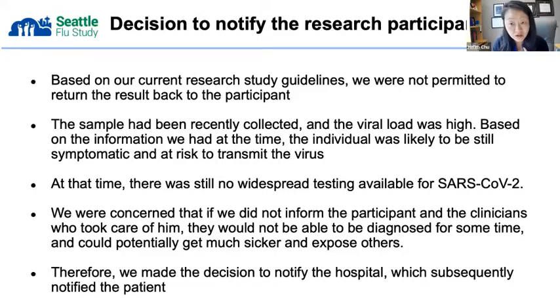Because, as you recall, the only test that was available at the time was the faulty diagnostic test that CDC had developed for the state labs. It really wasn't functional. And so we were concerned that this person could then go from place to place, get tested again and again for all sorts of things, and potentially get much sicker and expose others while this was all happening. So we came together as a group of investigators and we had that discussion of what is the right thing to do in this situation, with all the caveats as they laid out. And then we made the decision to go ahead and notify the hospital. And then the hospital notified the patient.